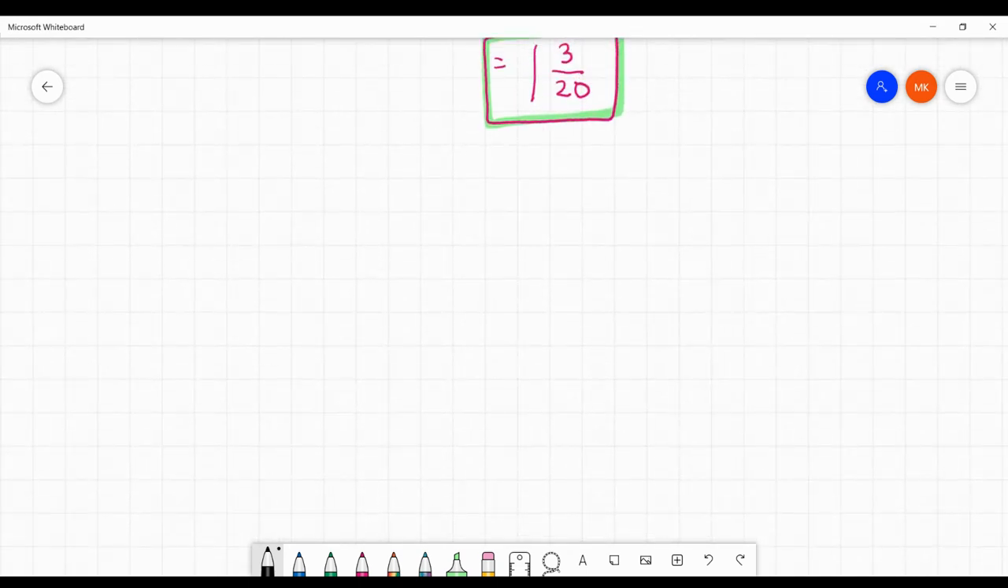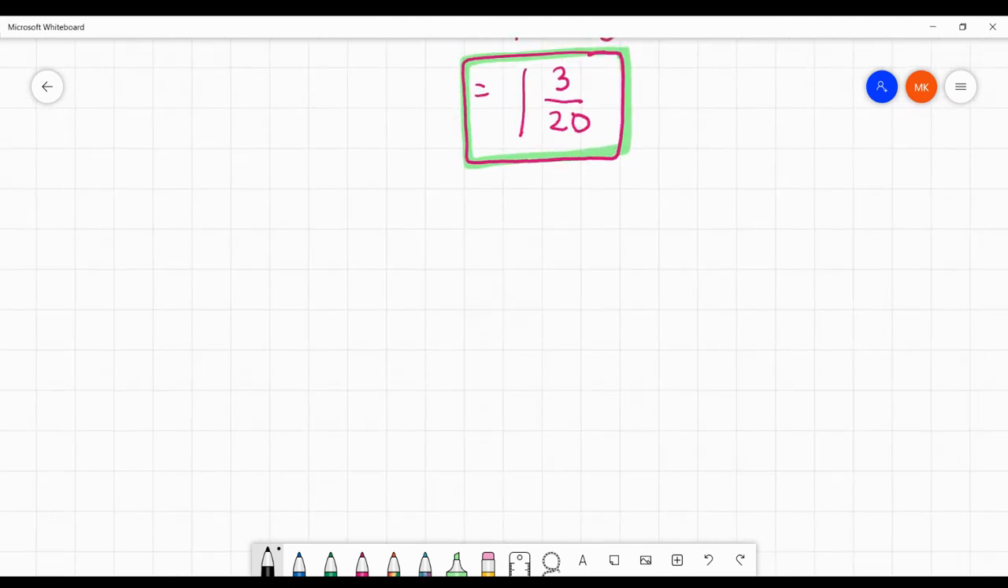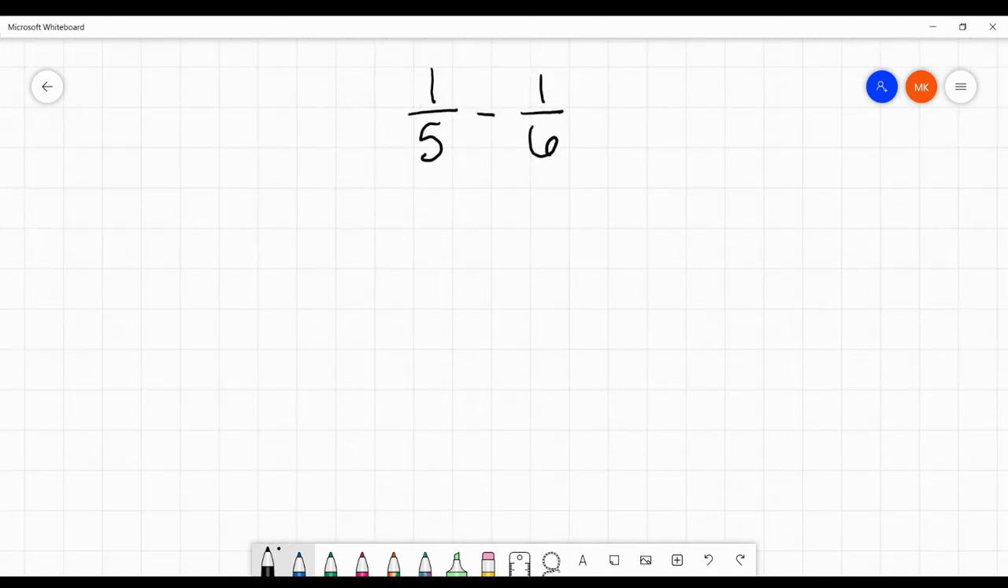All right, the next problem we will look at is going to be 1/5 minus 1/6. Go ahead and pause and work through this on your own, and then come back and we will do it together.